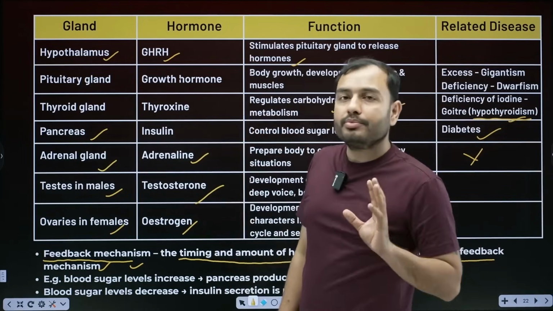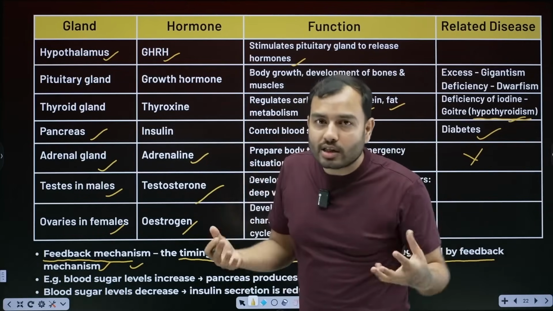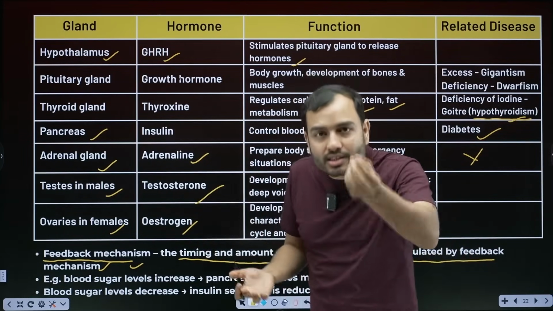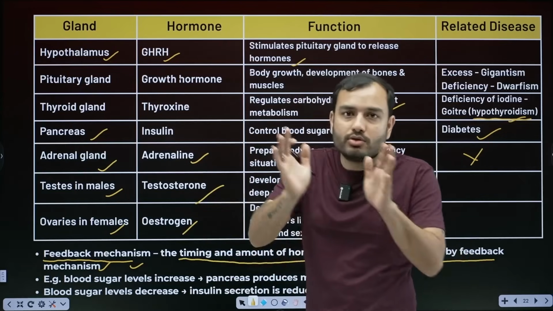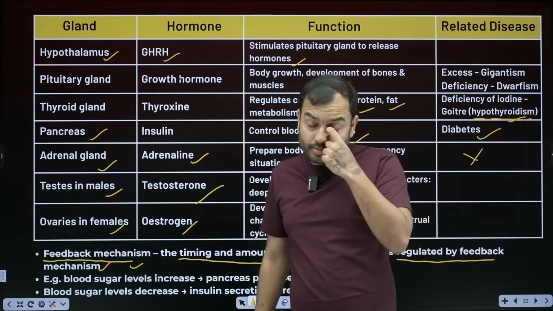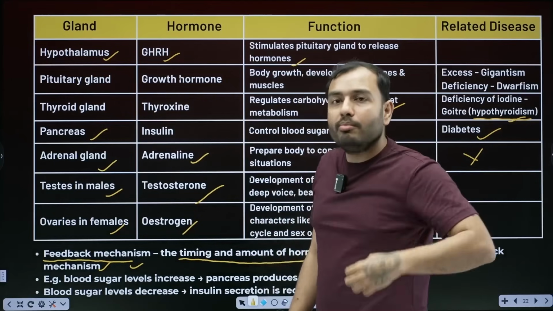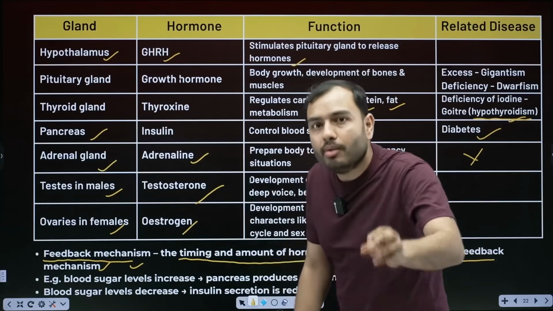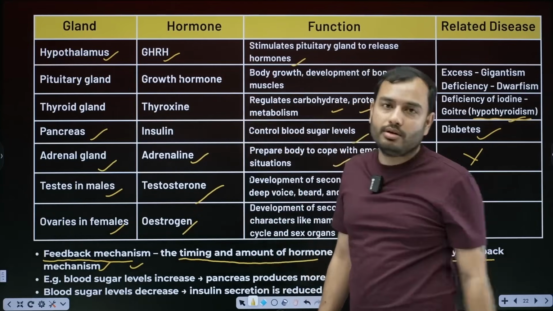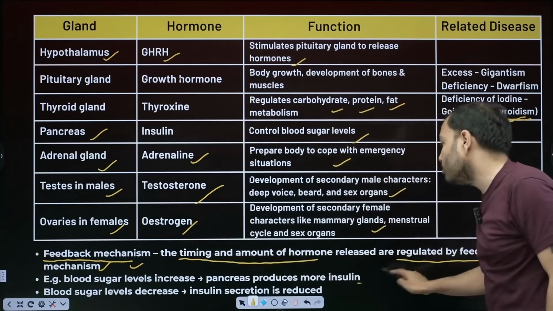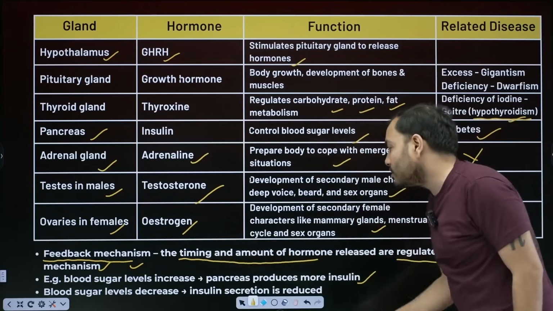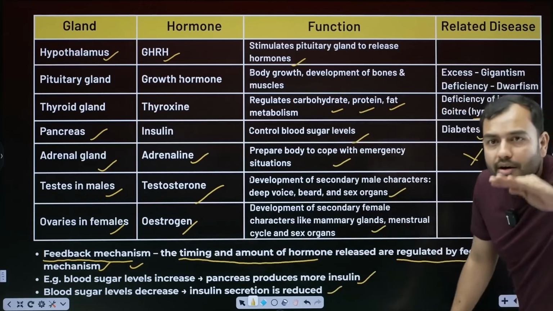Suppose you have eaten food and there is more glucose in your blood. At this time, a lot of insulin will be released. Suppose you are not eating, there is no sugar in the blood, then at this time a very small amount of insulin will be released. So what happened? Blood sugar level increased, the pancreas produces more insulin. Blood sugar level decreased, insulin secretion is reduced.